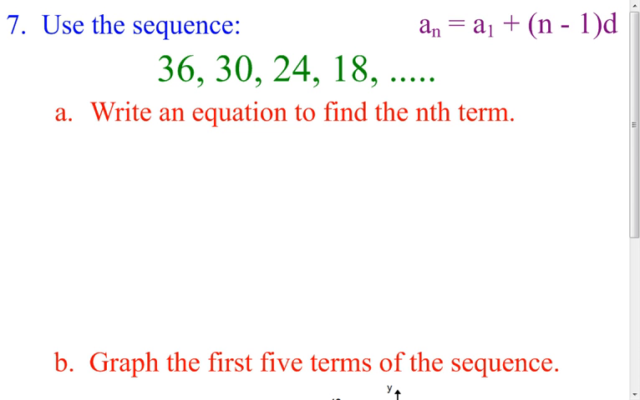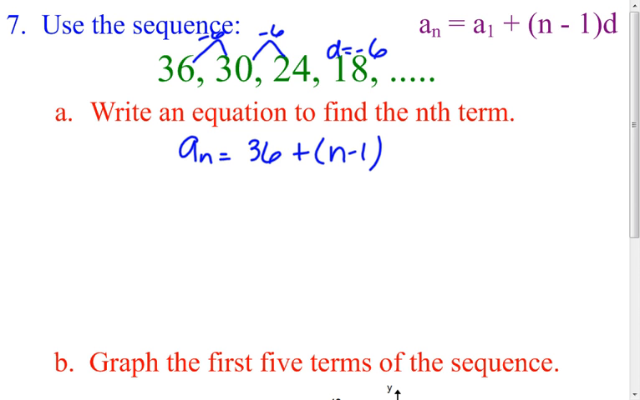All right, here's another one. This time, to get from one number to the next, to get from 36 to 30, you're subtracting 6. To get from 30 to 24, you're subtracting 6. So your common difference here would be negative 6. All right, so here we go. Plugging this in, the first term is 36. Not going to plug a number in for n. My common difference, make sure you say, is negative 6, not positive 6.